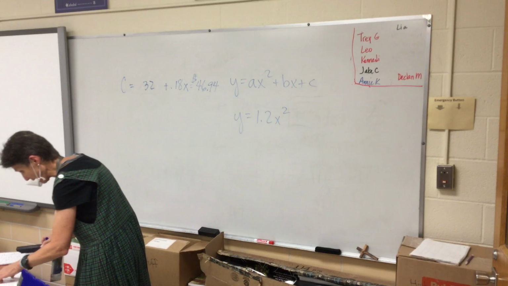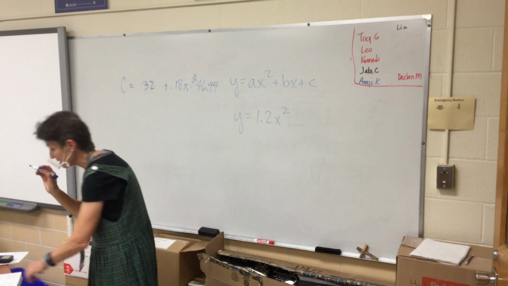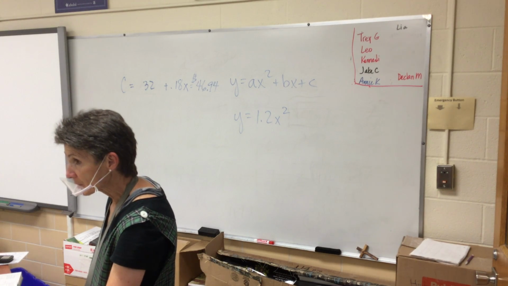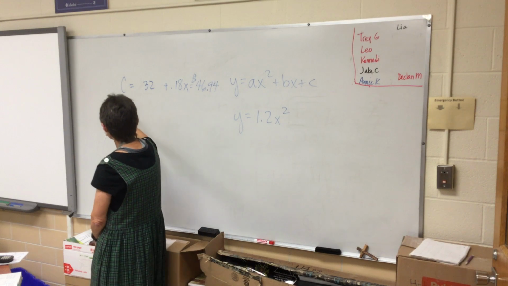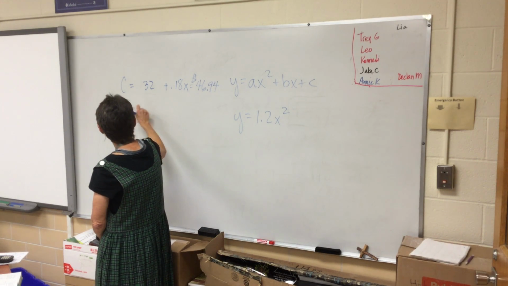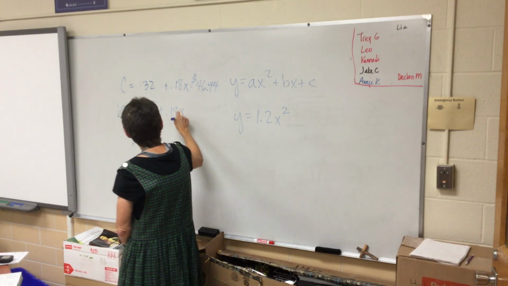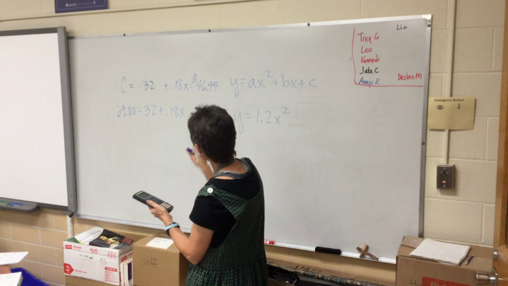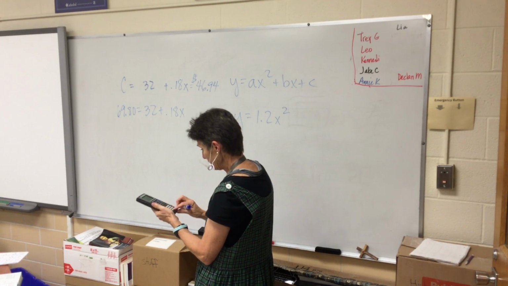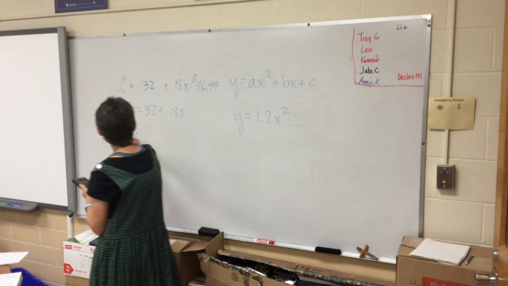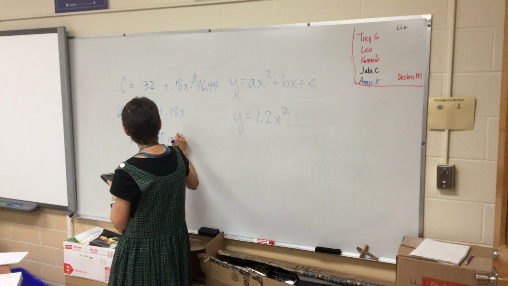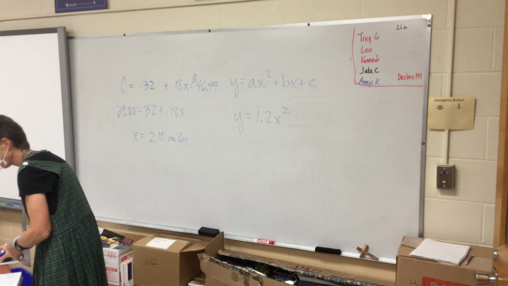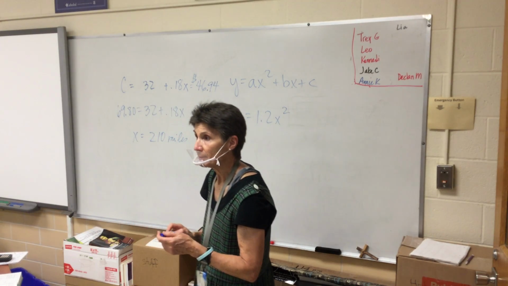All right, and then the other guy paid $69.80. How many miles did he drive? What do I do with the $69.80? It goes in here. That's the cost, that's the money. So when you solve that, just like a regular equation, we'll take 69.80, subtract 32, and divide it by 0.18. So it looks like he drove 210 miles. Is that okay with everybody?